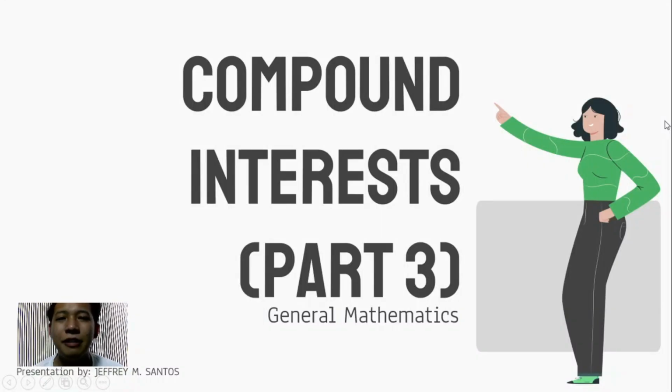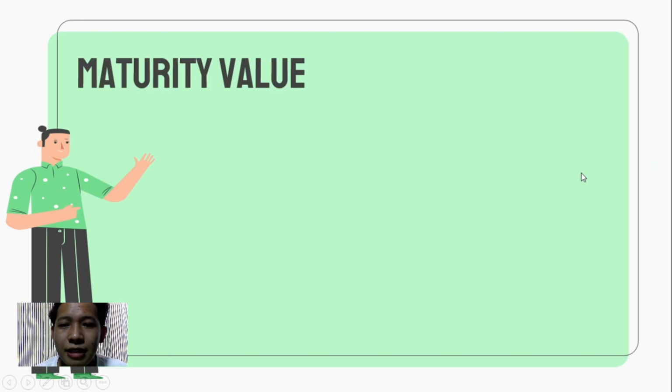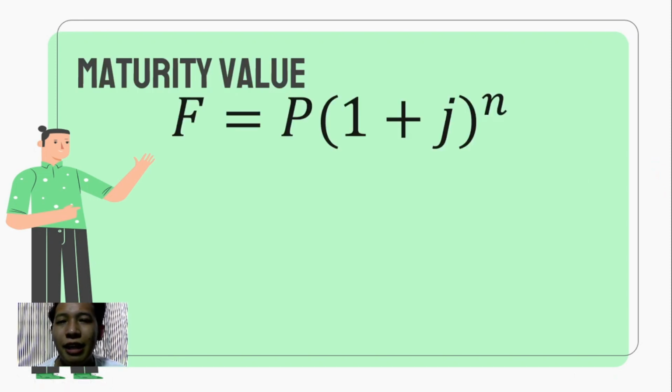Good day, everyone. So for today's video, we'll be having the continuation of the discussion on compound interest. This is part 3 of the videos on compound interest. As a review, let us have the formula in getting the maturity value of a compound interest given that it is being compounded more than once a year.